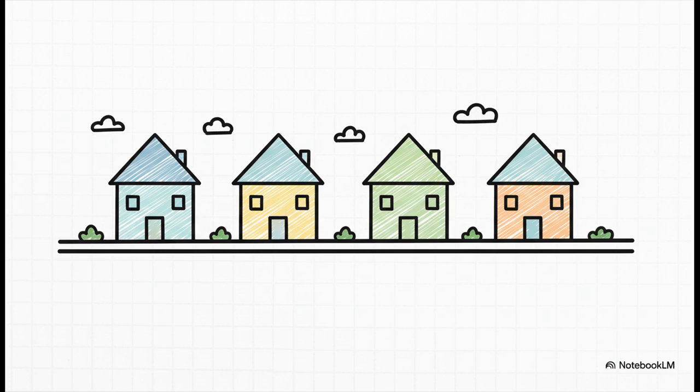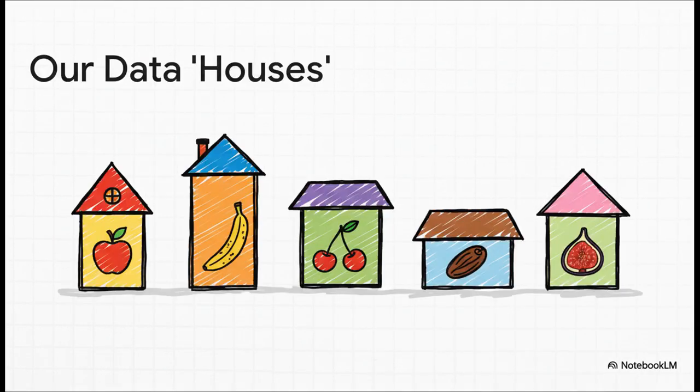To make this super clear, let's just run with that street idea. I want you to picture your data living in a row of houses. Each house holds one specific piece of info, and just like a real street, they're all lined up perfectly, one right after the other. And here's our street. We've got 5 houses, and each one has a specific fruit inside. You can see apple is in the first house, banana is in the second, and so on. It's just a simple, clean, organized list. Super easy to picture, right?